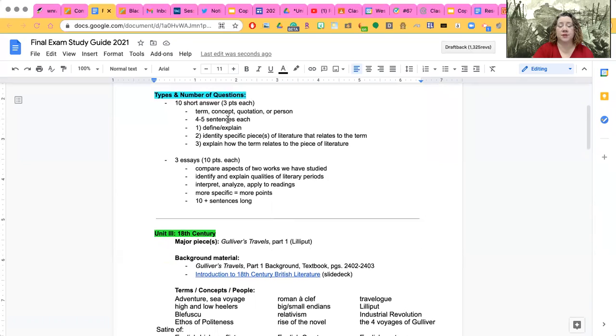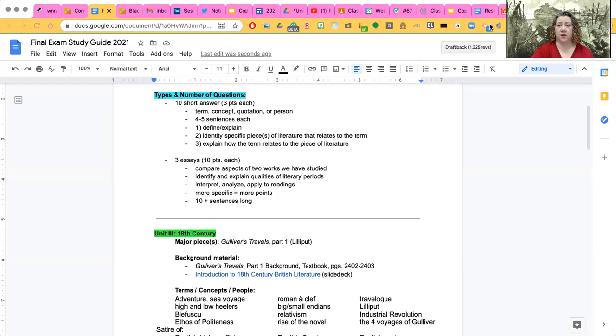So the short answer ones, I think on the midterm, people who lost points on the short answers mainly did because they weren't long enough. I got some responses on the short answers that were maybe a sentence, 2 sentences, or very vague. Or they didn't do all 3 things that were required for that answer. Maybe they just defined the term or explained who the person was, but didn't connect it to a piece of literature and didn't explain how that term is connected to that piece of literature.